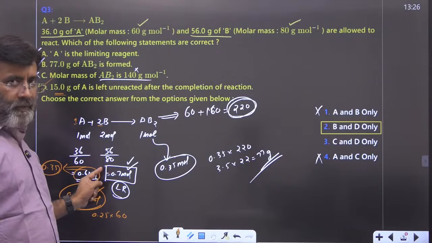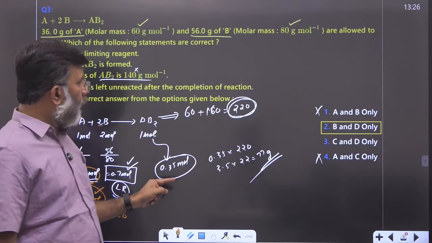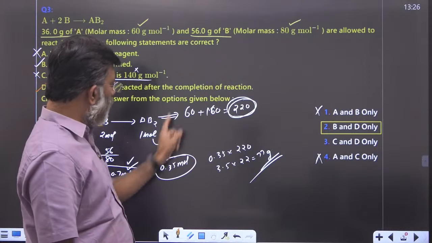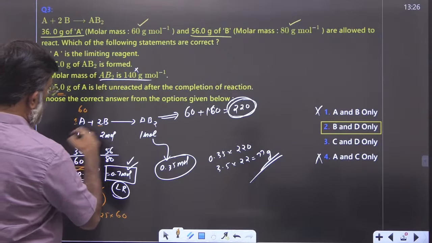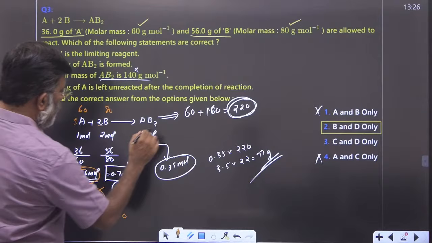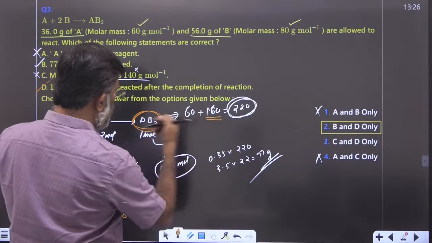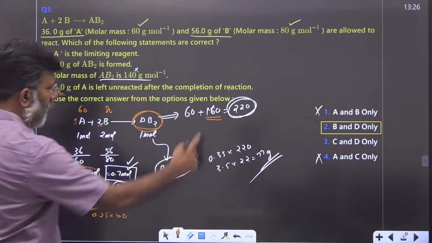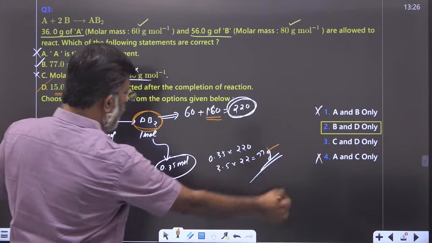B react ചെയ്യുന്നത് 0.7 mole ആണ്. So AB2 obtained will be 0.35 mole, and the mass of AB2 is 0.35 into molar mass. How do you get the molar mass? ഇതിന്റെ molar mass 60, ഇതിന്റെ molar mass 80. So what is the molar mass of AB2? 60 plus 2 times 80. So you get 220. 220 into 0.35, you get 77.